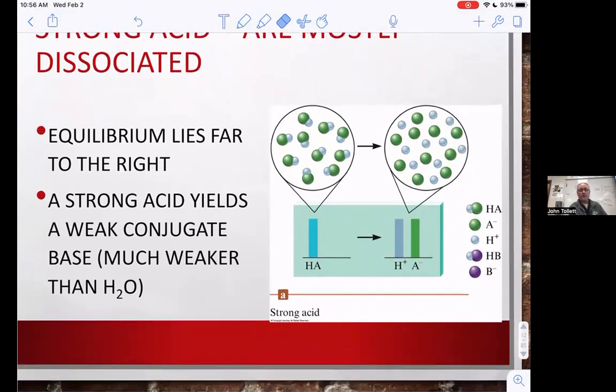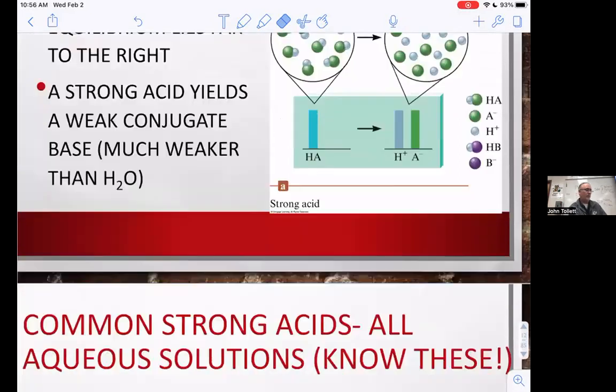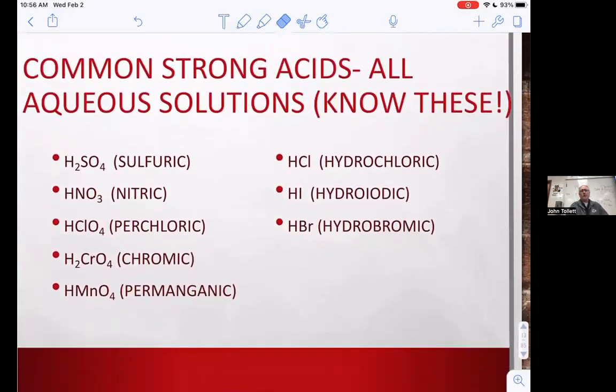Strong acids are going to yield that weak conjugate base that I said. That weak conjugate base is actually weaker than water. We'll talk more about that later when we do acid-base equilibria, but for now, we'll leave that alone. So common strong acids, there are 8, and you need to memorize them. They are sulfuric, nitric, perchloric, chromic, permanganic, hydrochloric, hydroiodic, and hydrobromic.